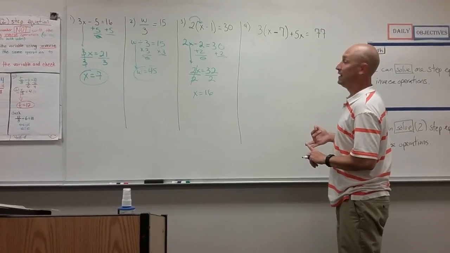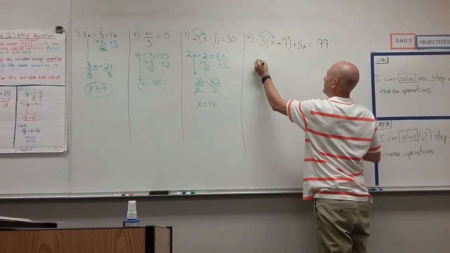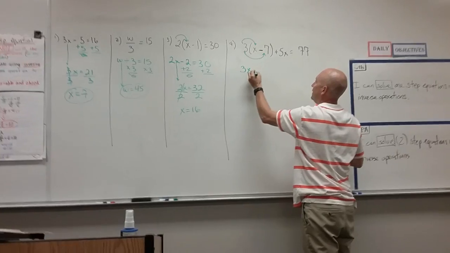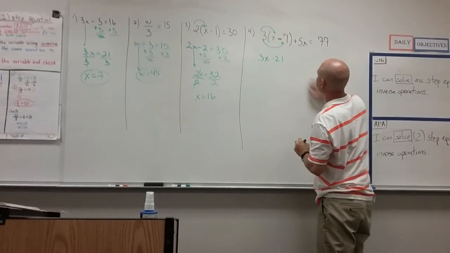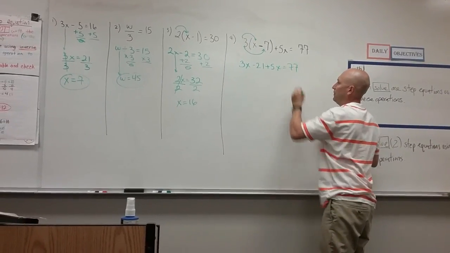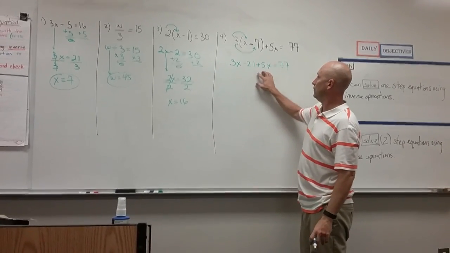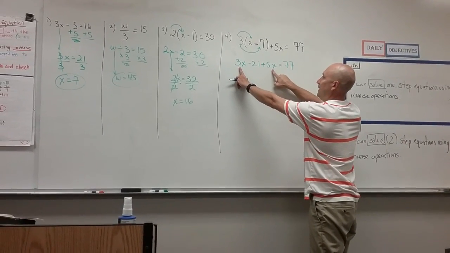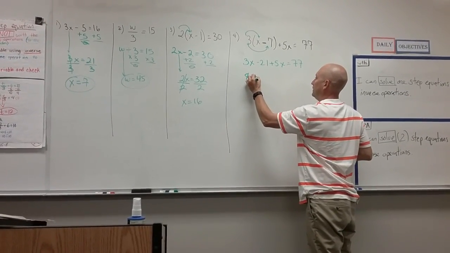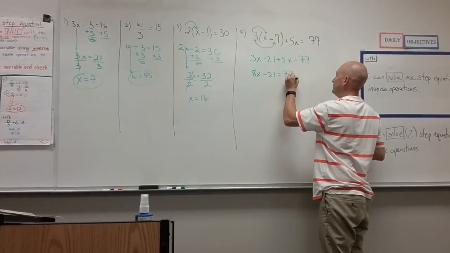In my last example, not only do I have the distributive property, but I also have a combination of like terms that I'm going to need to combine here. So 3 times x is 3x. 3 times negative 7 is negative 21, plus 5x equals 77. Before I can go through any of my steps, I need to combine like terms. When I look here, the only terms that are alike are the positive 3x and the positive 5x that will together make 8x. 8x minus 21 equals 77.